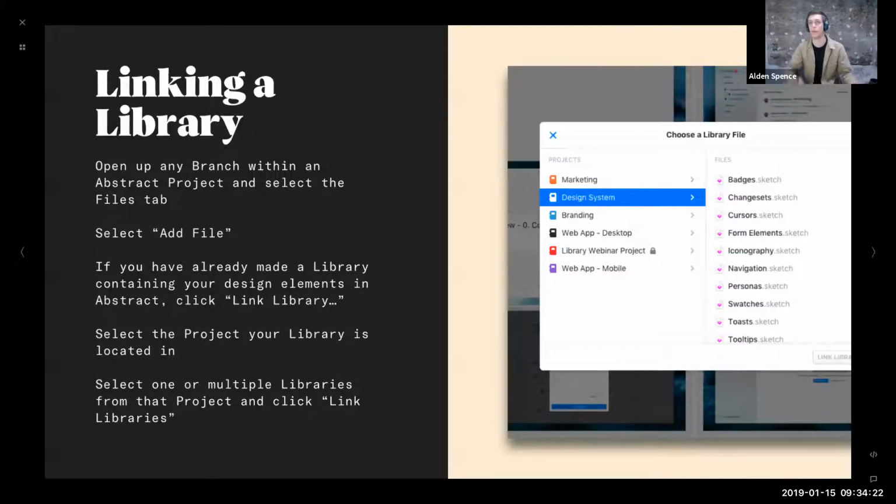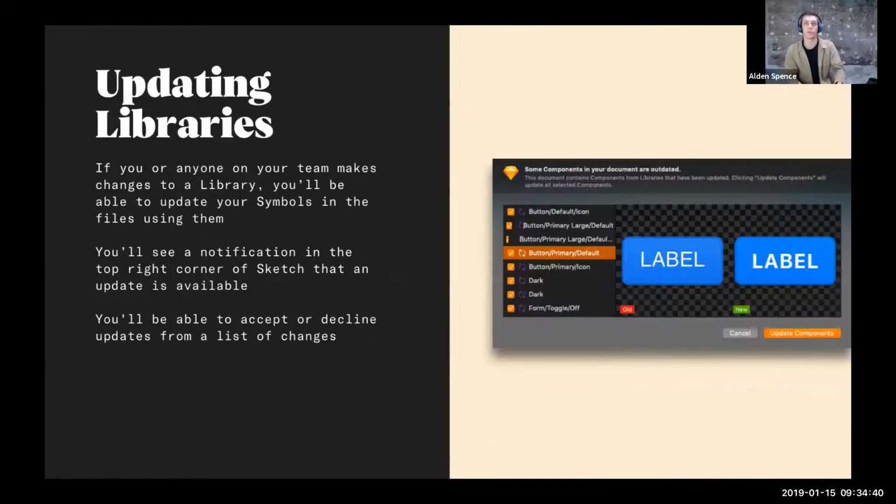So once we link a library to a project, all of our files in that project have access to that library. They have access to the symbols, the layer styles, the text styles, any of the components that we're looking to reuse. We'll be able to pull those into our working files on our branch and make use of them. Any updates that happen to those libraries, we'll be able to pull in at our own discretion.